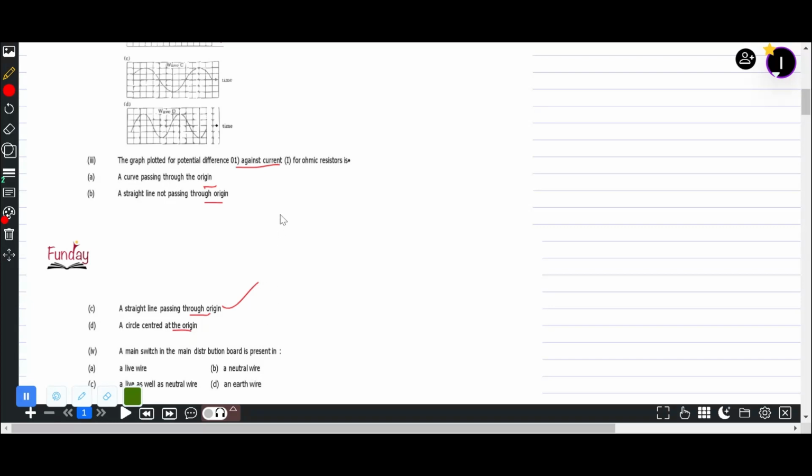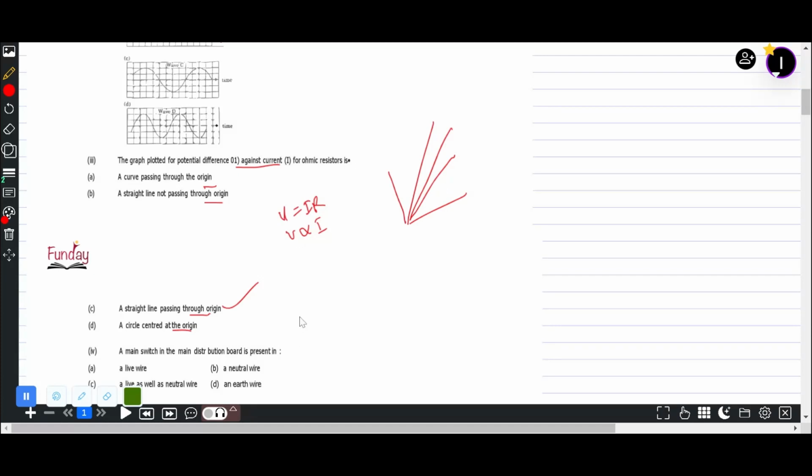Now how do we do that? You know V is equal to IR. So V is directly proportional to I. So for zero voltage there will be zero current, right? So something like this the curve would be. Depending on the resistance, the slope will vary.